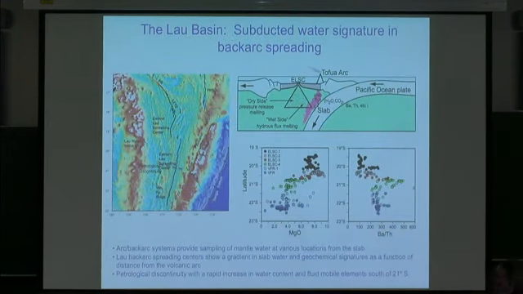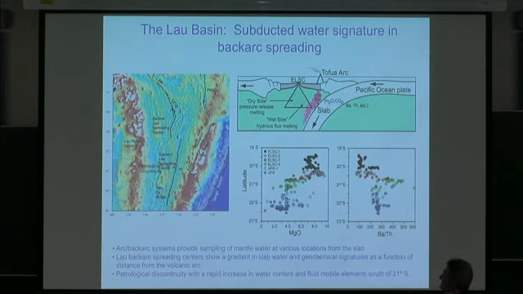So now, just to go on for the last part of my talk, I'm going to talk specifically about the Lau Basin, which is a very interesting area because the area that we've looked at here has a volcanic arc, and a backarc spreading center that begins in the north, very far away from the arc, several hundred kilometers, and it begins in this area.